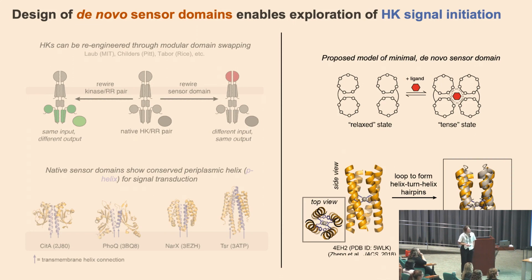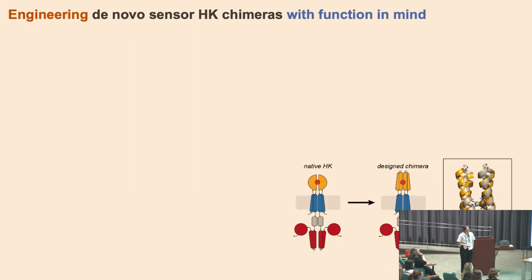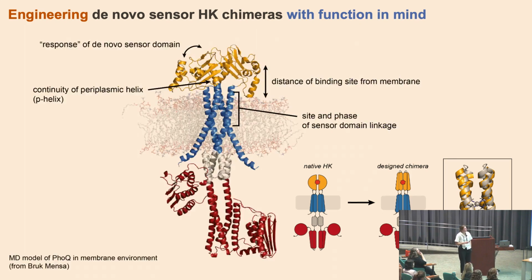if everything else works. And so I made some small modifications to it to make it more amenable to put onto a histidine kinase scaffold. And what I wanted to do was to go from a native kinase like this to a designed chimera. But you have to be really thoughtful and careful about how you engineer this in order to get a signal transduction event. And so thinking about this histidine kinase mechanism and structure, there's a couple of different things you can think about, some of which I mentioned, like the responsiveness of the sensor domain, maintaining the continuity of that periplasmic helix. But the one that I hypothesized would be most important is the site and phase of linking the sensor domain onto the scaffold. And that's because if we go back to the original model, it's the properties of the domains themselves and the connections between the domains that matter the most.